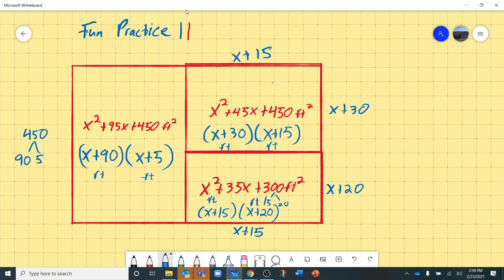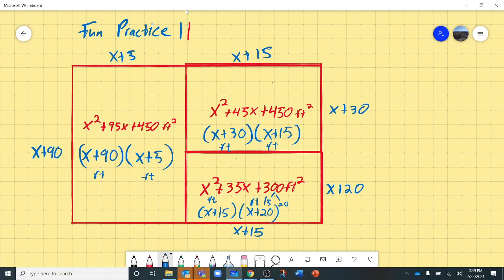But it is skinnier along the top. So let's say that this is x plus 5, and then that would leave us with the x plus 90 for this side. So x plus 90 would go right here.